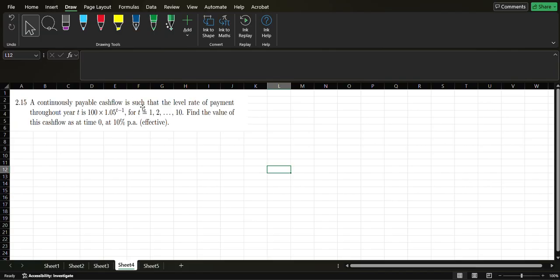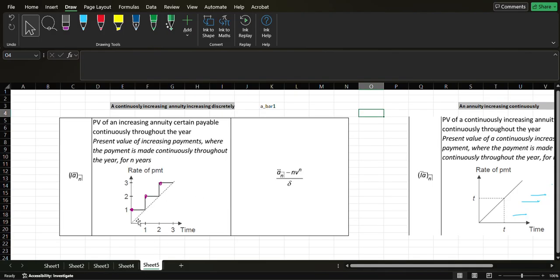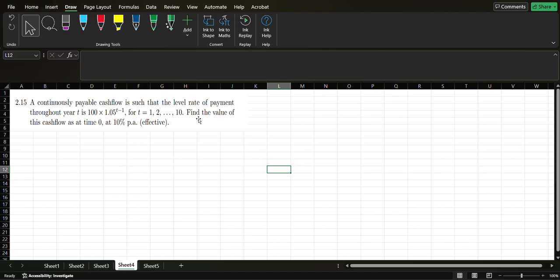So we have a continuously payable cash flow such that the level rate of payment throughout year t is this payment, for t equals 1, 2, etc. And you can see that this increases discretely. At time 1, it's a certain amount, and then when you get to time 2, it increases. Time 3, it increases based on this formula here. So it increases at discrete increments. So we have a step function, so we can model this. Find the value of the cash flow at time 0 at 10% per annum effective.